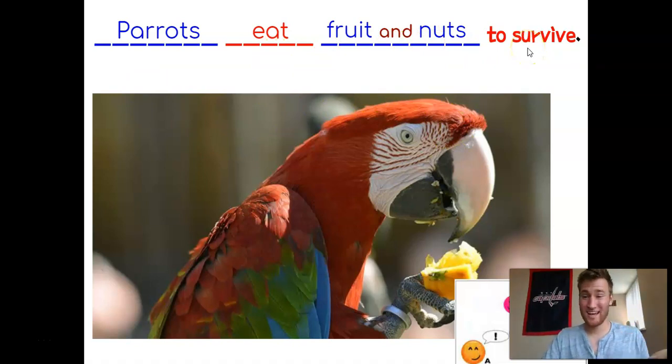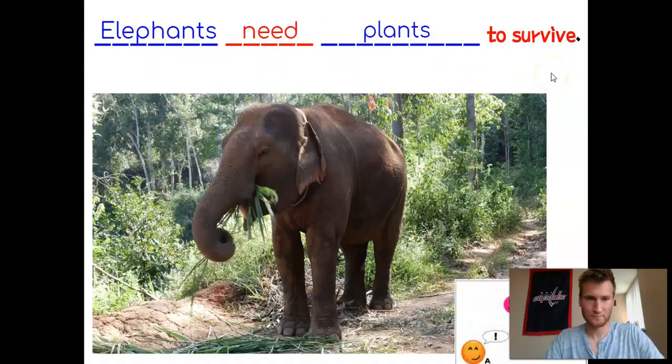I noticed that the animals need different things to survive. Parrots eat fruit and nuts to survive. But do lions eat fruit and nuts to survive? What do lions eat to survive? Answer out loud. Lions, if you said lions eat other animals to survive, you would be right.